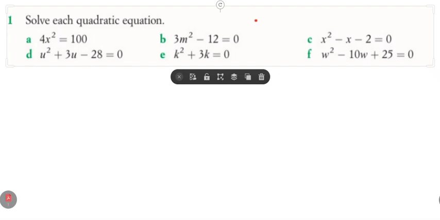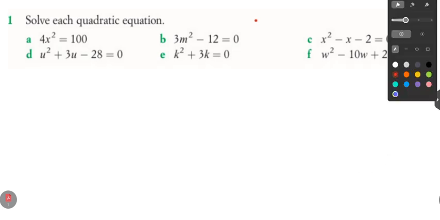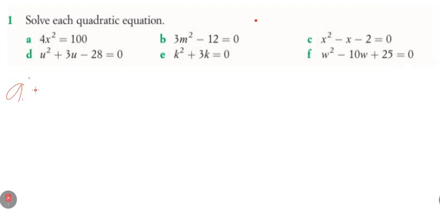Hello. So we're going to start out here to solve each quadratic equation. We're going to solve each one step by step and find out what the right answer would be. Okay, so for the first one, we have A. A is 4x squared equals 100.